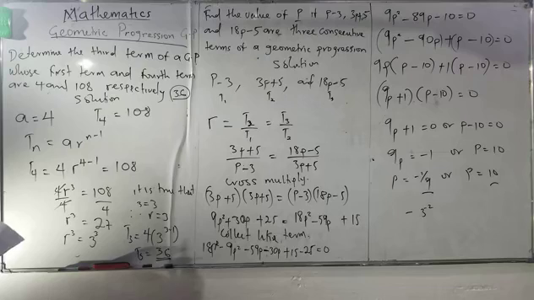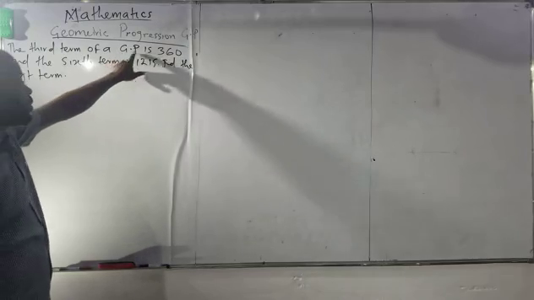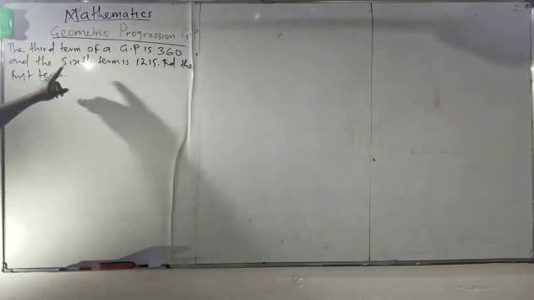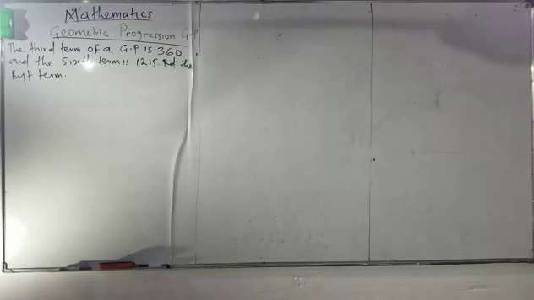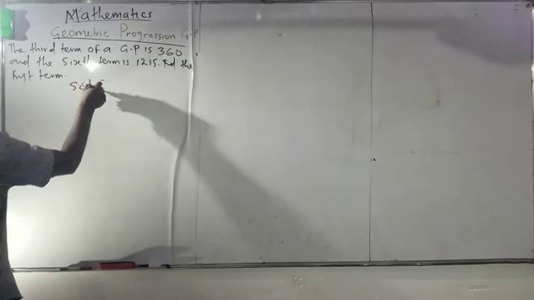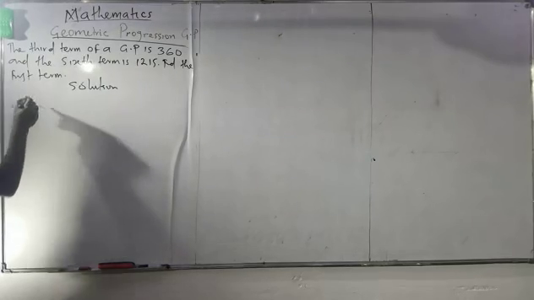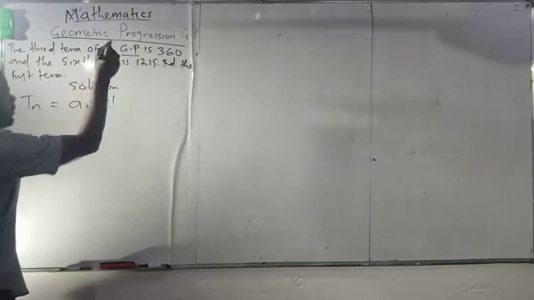Now, permit me to write the last question for now. Okay, look at this. The third term of a geometric progression is 360, and the sixth term is 1215. Find the first term. It's a very simple problem. Let's try to work this out. Don't forget that the first thing I need to do here is T of n equals to ar to the n minus 1, because it's a geometric progression.